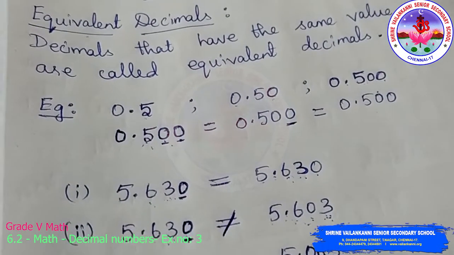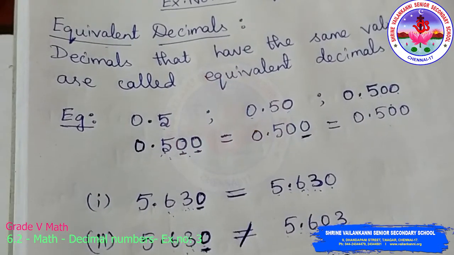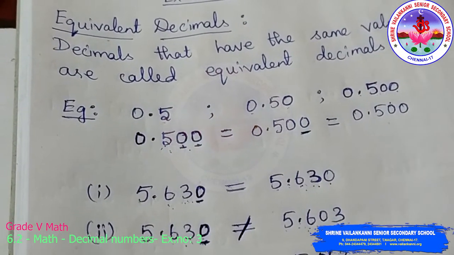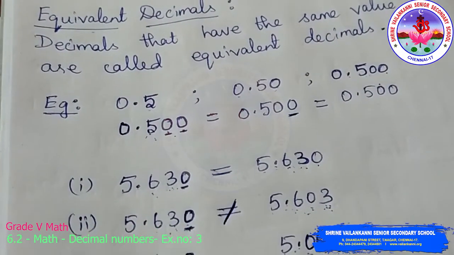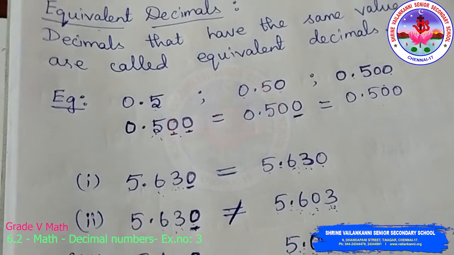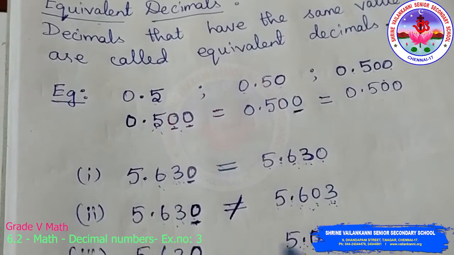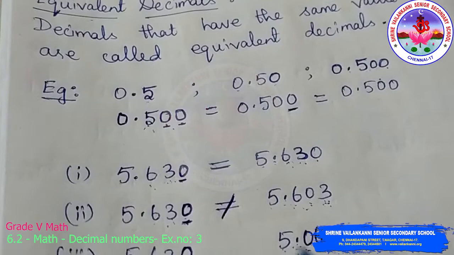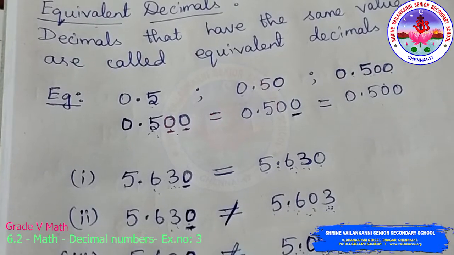We'll see one more example. 5.63 and 5.063. Here there are 2 places after the decimal, here 3 places. So first let me add 1 zero to this decimal number. After adding it, you can see 3 places and 3 places, so this has become similar. Now compare the numbers: 5 point, 5 point, 630 and 063. The values are changing. The values are different after the decimal point. So this is also not equivalent.